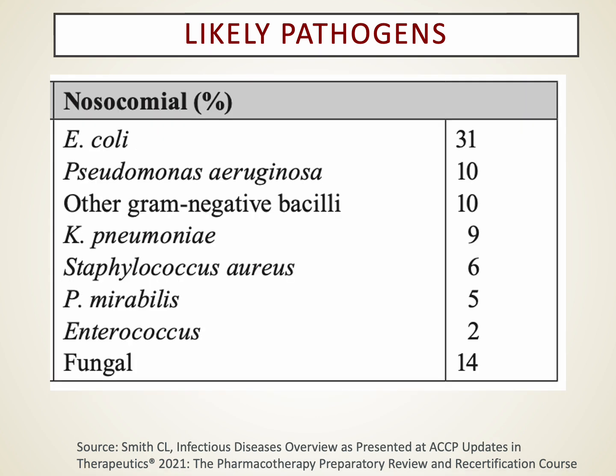Nosocomial or healthcare-associated urinary tract infections involve more widespread types of pathogens. E. coli is still about a third, perhaps, of what you'd see for pathogens. A lot of other gram-negatives are listed here. Pseudomonas aeruginosa becomes more problematic. And fungal infections are pretty common as well.